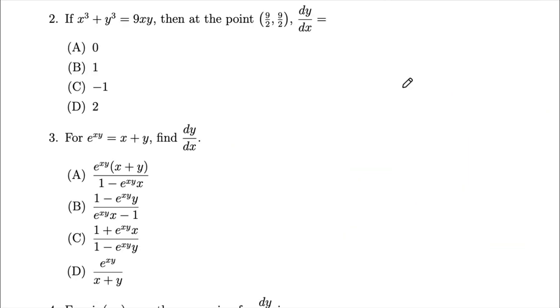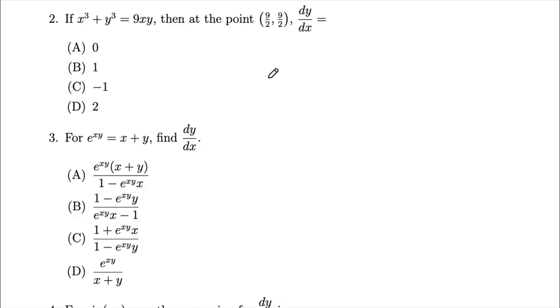Okay, so for number 2, it says if x cubed plus y cubed equals 9xy, then at the point (9/2, 9/2), dy/dx equals what? So again, great candidate for implicit differentiation because we have our x and y together. We do not have y isolated. So let's go ahead and take the derivative.